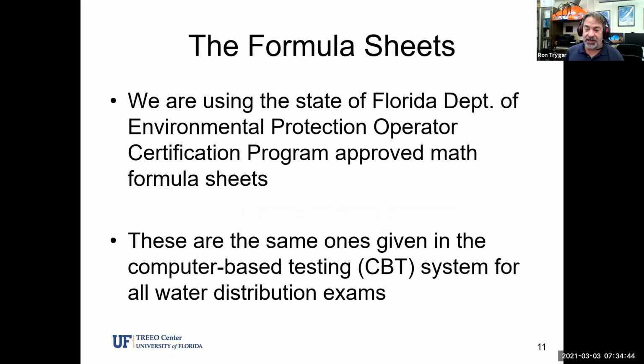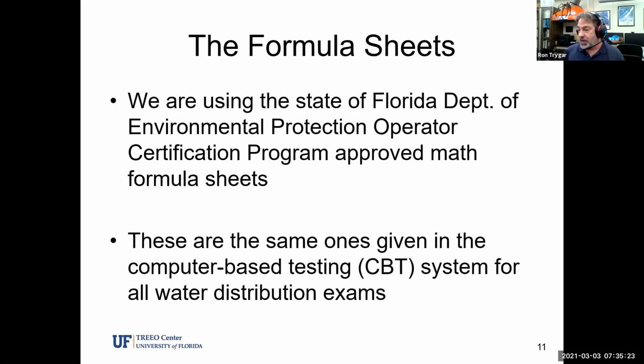The formula sheets we're using, because I'm working with the state of Florida type of exams here at the University of Florida Trio Center, are the state of Florida's DEP Operator Certification Program formula sheets that are approved for both the distribution system operators and the water treatment plant operators. So it's the same formula sheets that are given on our exams here in the state of Florida that are computer-based tests, or their paper formula sheets given at the exam site. So this depends on what exam site and what they're doing and what the proctors have available.